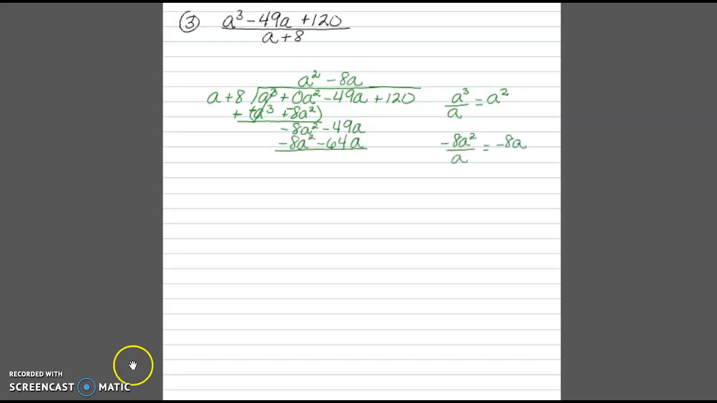All right, just to speed this up a little bit. So what I had done was divided the negative 8a squared by a to get negative 8a and multiply that back. So just take a moment if you need to pause this and just check what you see here. Now we'll go ahead and subtract that. So adding the opposite.